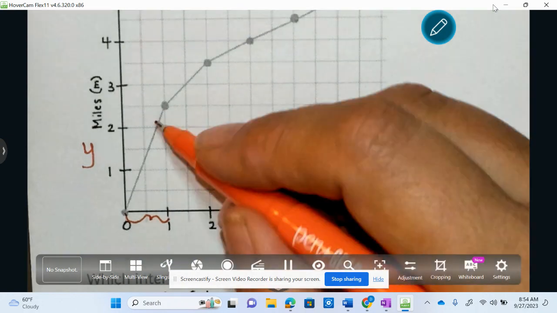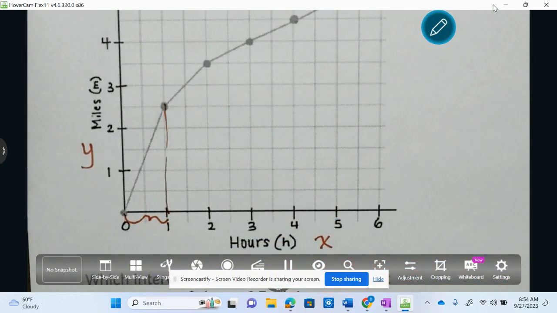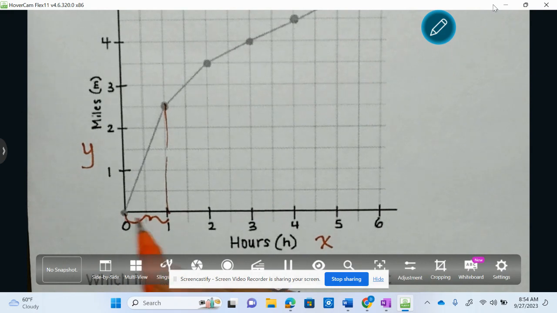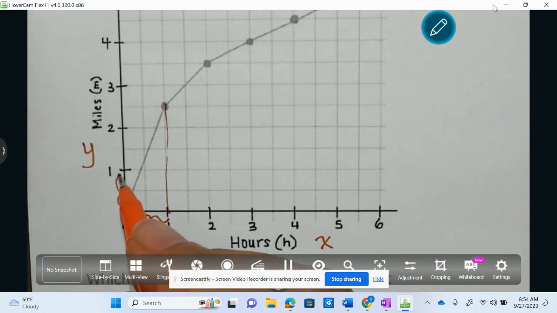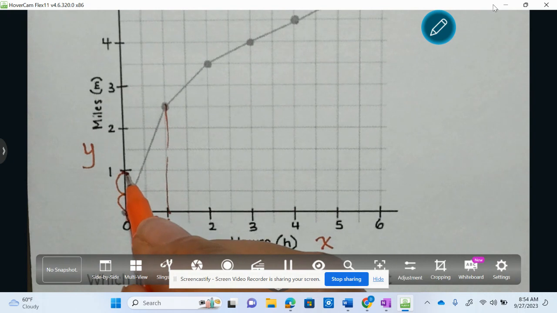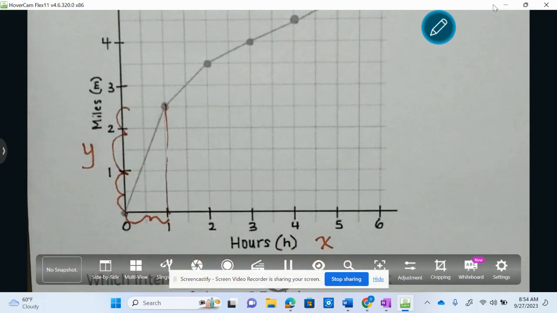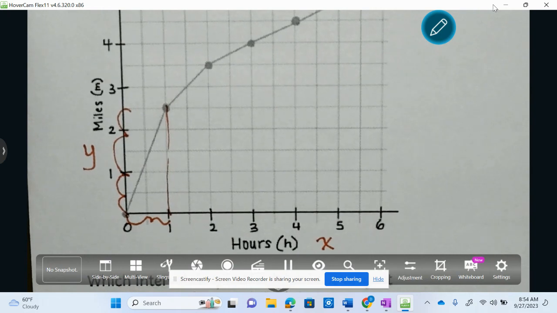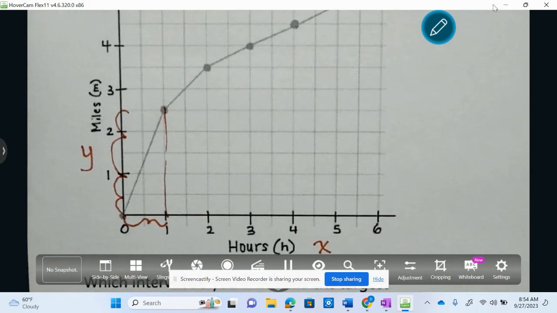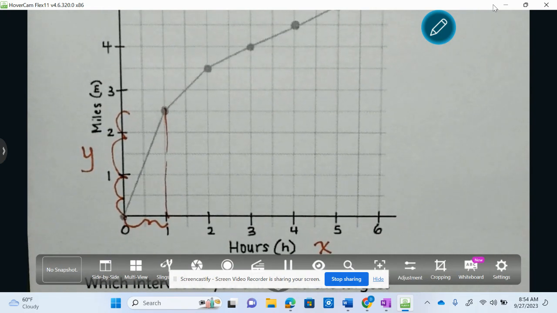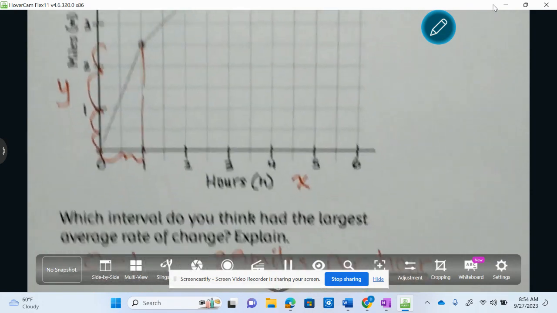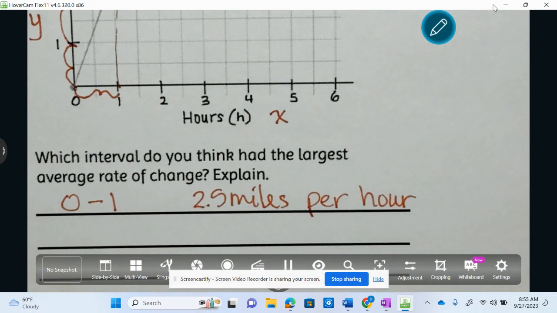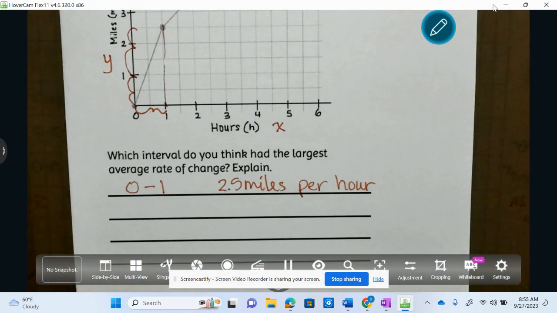It's between 0 and 1. From 0 to 1 hour, my rate of change is 2.5 miles. So 2.5 miles per hour. In the increment of 0 to 1, my rate of change is 2.5 miles per hour.